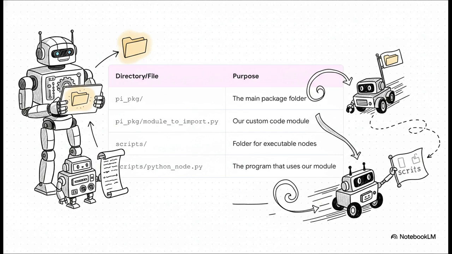This is a simplified layout from a real robotics project. You've got your main package folder, and right inside is your custom code, that special Lego piece we just talked about. Then you've got a separate folder for your executable programs, and that's where the main brain of the operation lives. That's the program that's actually going to use your custom module.